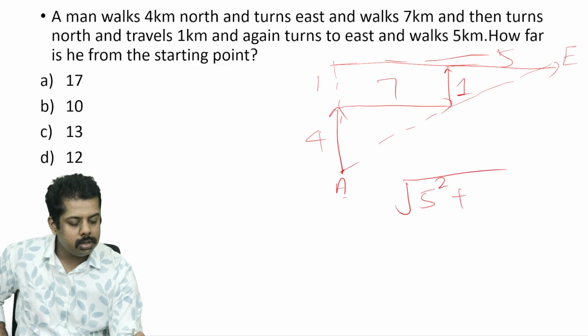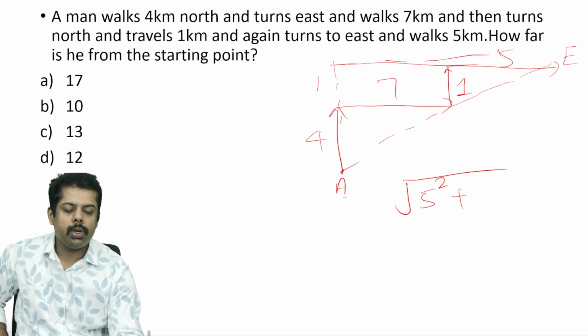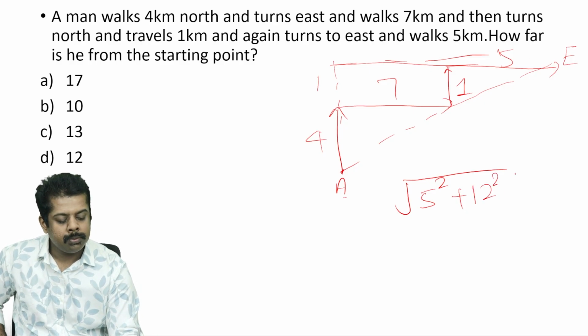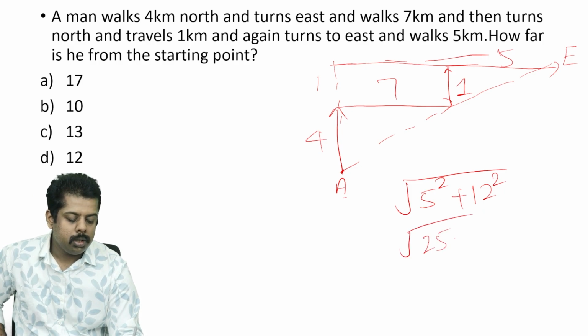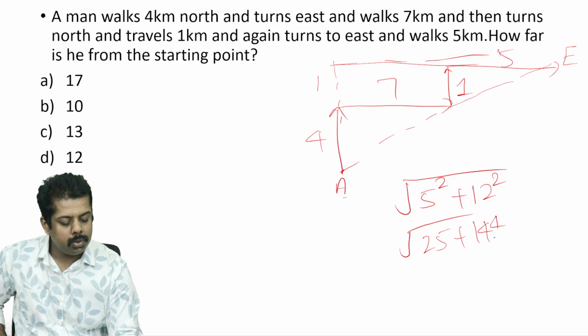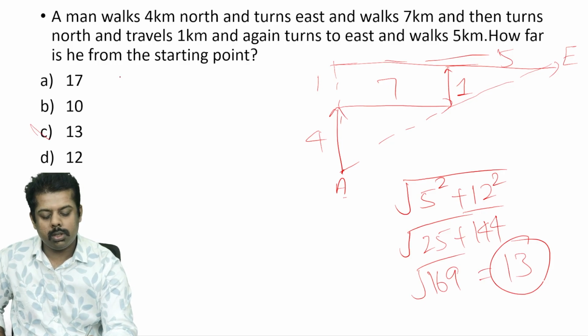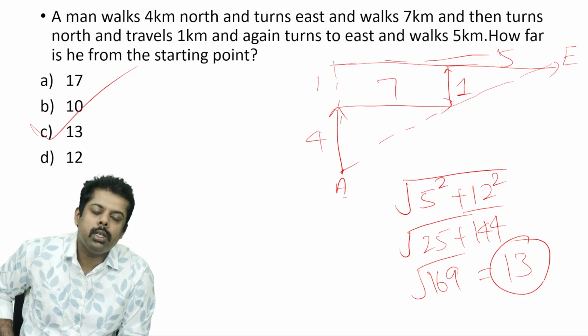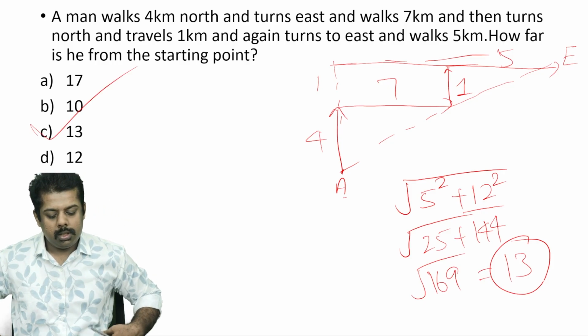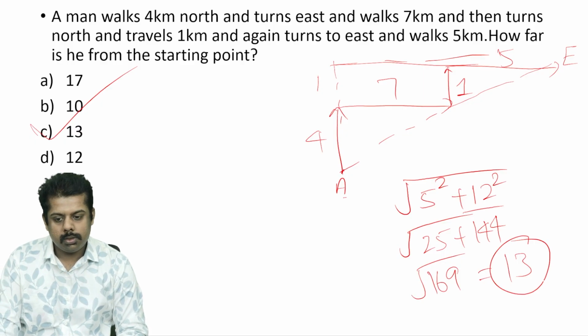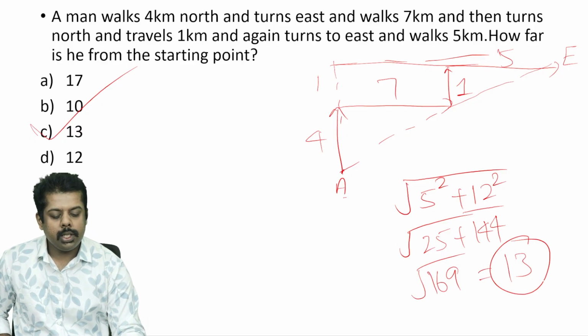Now the base of the triangle is how much? From this point to this point it is 7. This much is 5. So 5 plus 7 is 12. So 5 square, as we know, is 25. 12 square is 144. Adding both of these, we get 169. As we know, 169 is the root of 13. So here the answer has to be option C. 13 will be the final answer. Okay. Moving to the next one.